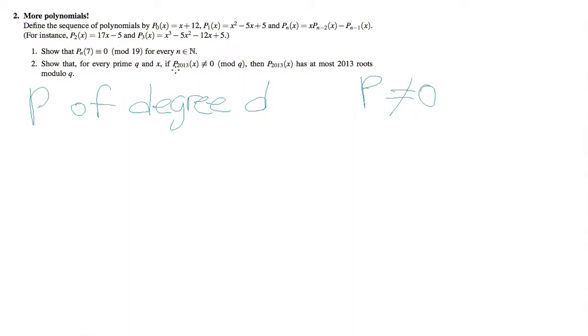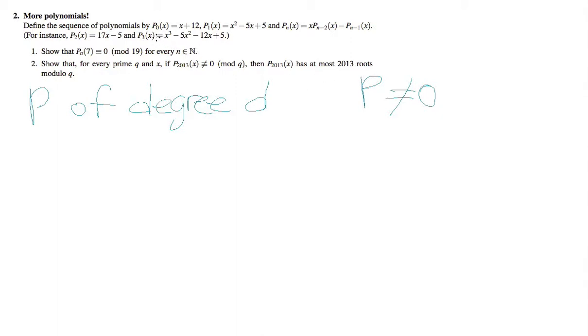Okay, the polynomial we are interested in is P 2013, right? P sub 2013 is not equal to the 0 polynomial. Why? Because P 2013 of some number x is not equal to 0 mod q, right? So P is not equal to 0. So if we find its degree, if we find an upper bound on the degree of P sub 2013, then that upper bound is going to work for the number of roots it has. So we are trying to find an upper bound of the form 2013, okay?